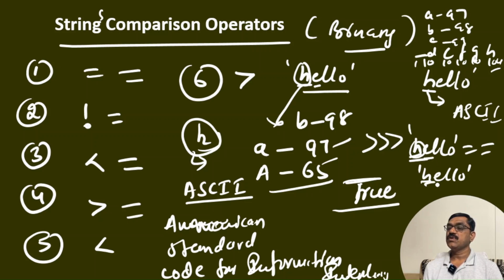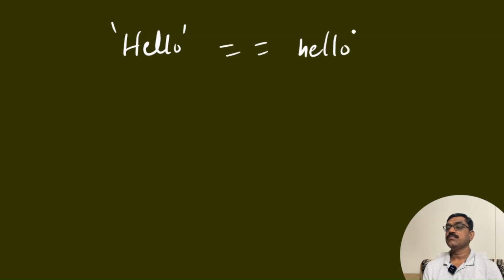Next, you take the ASCII value of E. These are equal, so that's why it is going to return true. If you want to compare, for example, "hello" and another string, where I'm taking a small h, "hello", in this case this h is going to have a different ASCII value.